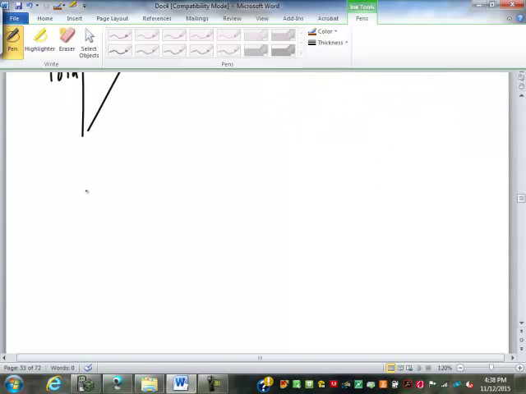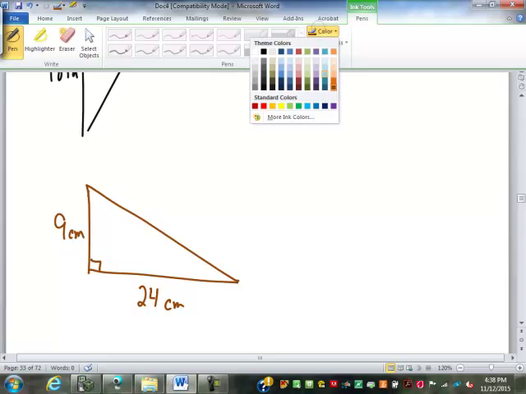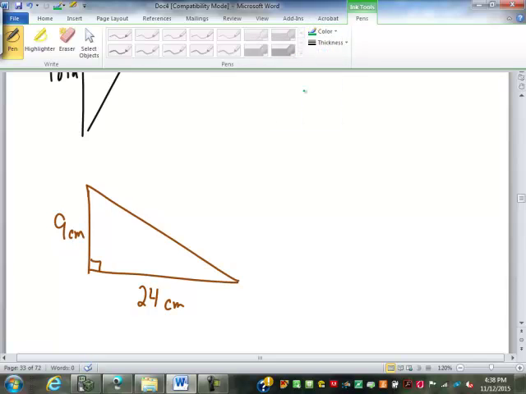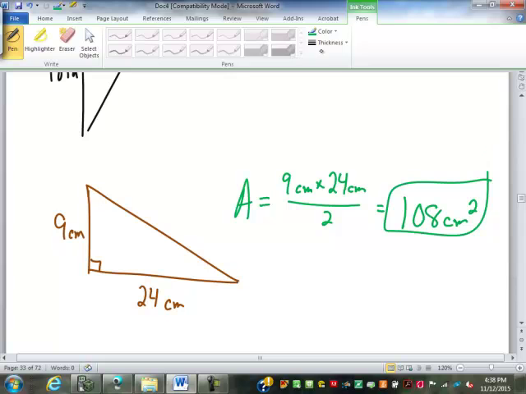One more, just to build your confidence. Try that one. What'd you get? 108 centimeters squared. Very good. So 108 centimeters squared.